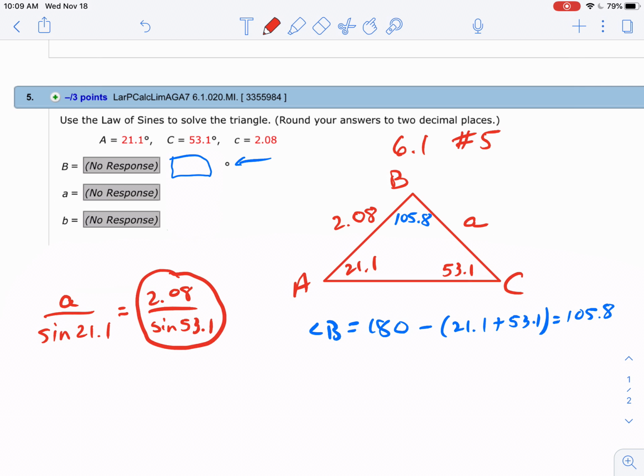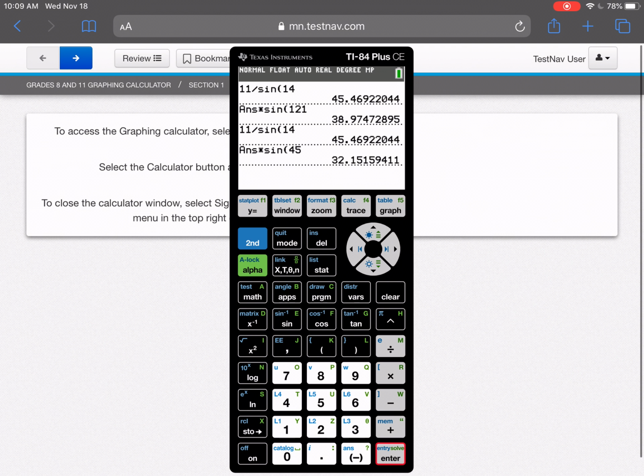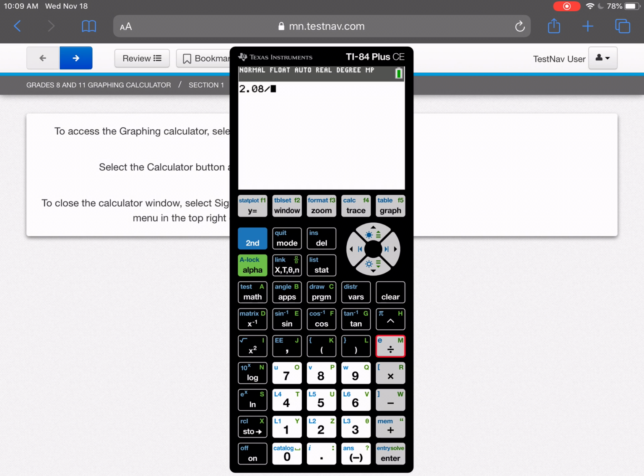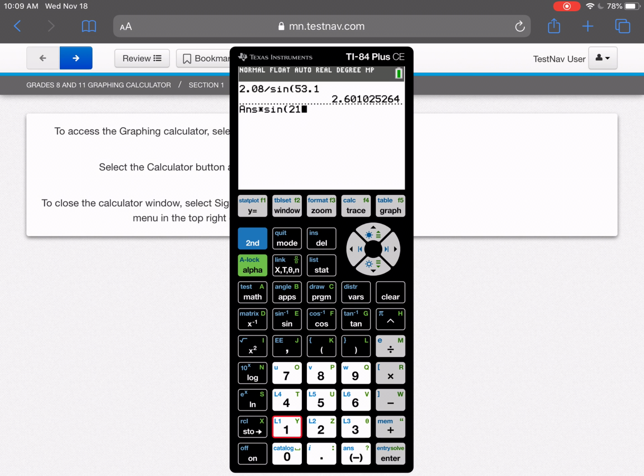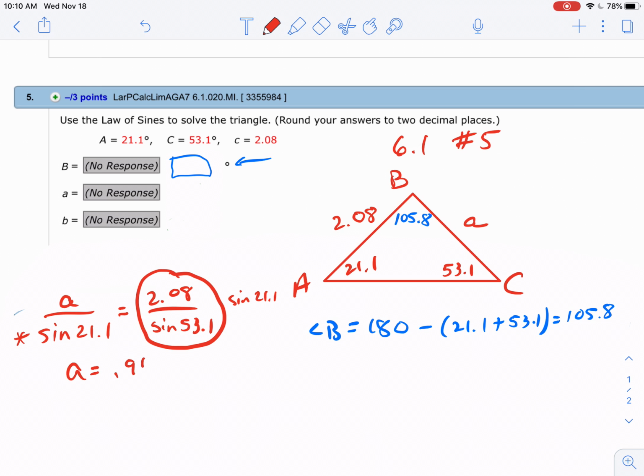We're going to do this on our calculator, and then you're going to just bring this one over and multiply by it. And so you'll do this so many times on a calculator, you just know what you're doing. So the 2.08 divided by sine of 53.1. And then I multiply by the sine of 21.1. Now that looks kind of strange because it's such a small number, but if you round properly to the second decimal, that should be a 0.94. So little a is 0.94.